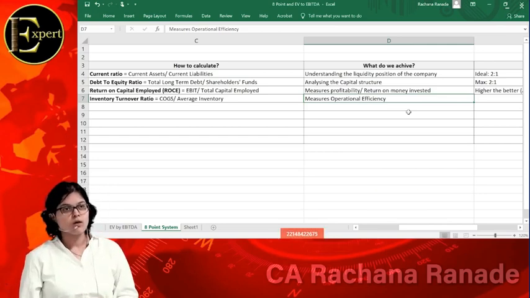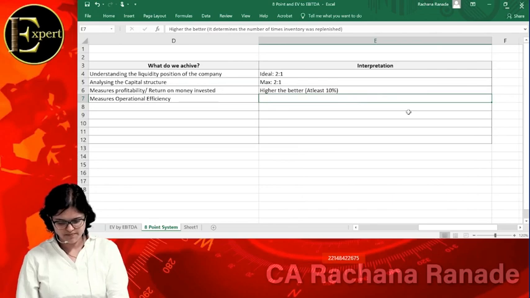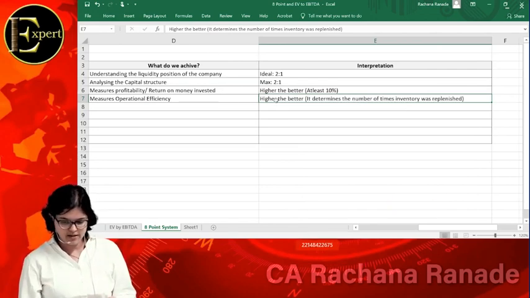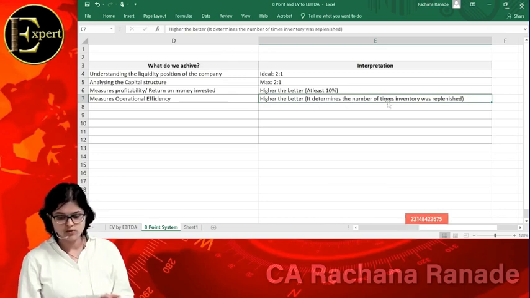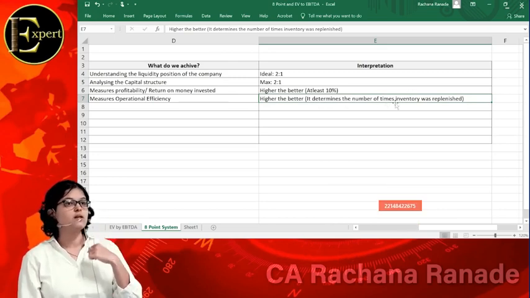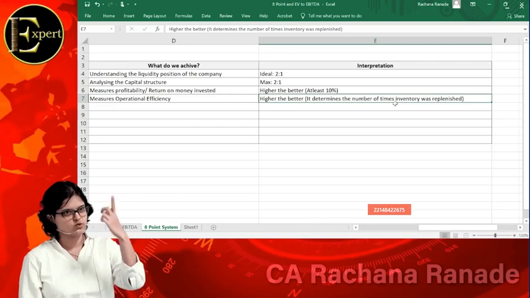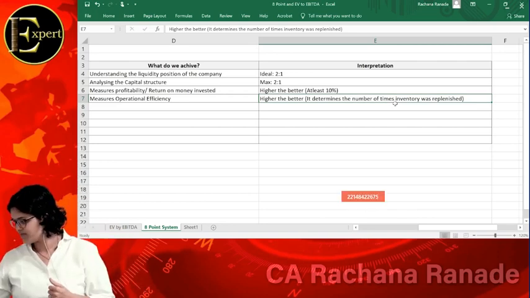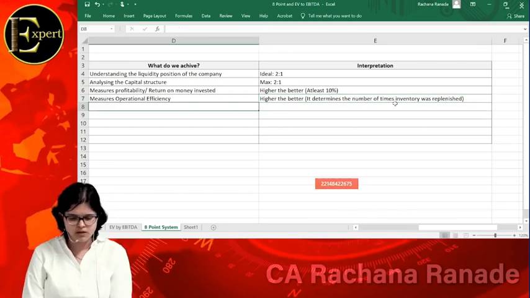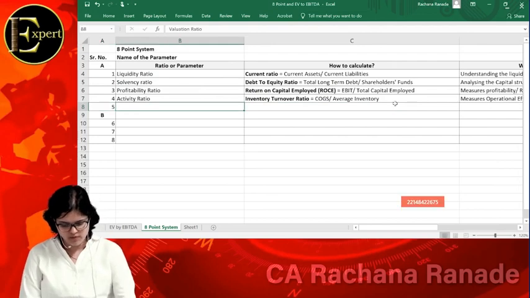Okay. If we move on, next one. I'm sorry, the interpretation part: higher the better. And if you remember, we had talked about this also just a few minutes ago. It determines the number of times inventory was replenished. Manufactured, sold, replenished. Can we go on? Now next one, last ratio.